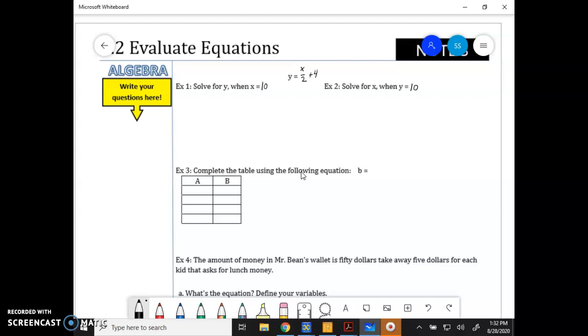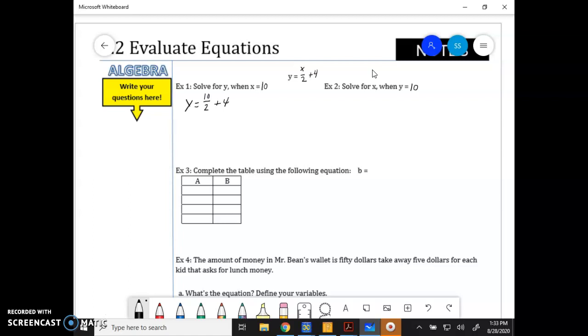Okay, so I'm going to want you guys to write this in. y is equal to x divided by 2 plus 4. Example 1: solve for y when x is equal to 10. All right, so just going to plug this in. This is evaluating. Plug in 10 for x divided by 2 plus 4.